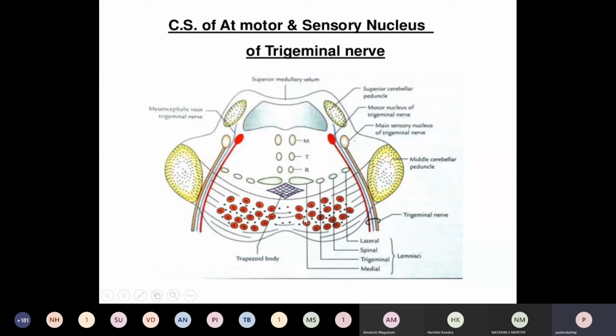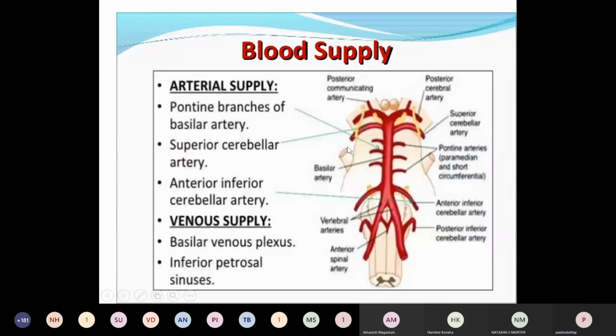So the only difference is that instead of the abducent nucleus, facial nucleus, vestibular and cochlear nuclei, there is the presence of only the sensory and motor nuclei of the trigeminal nerve. That is the only difference in the section. Now coming to the blood supply of the pons.